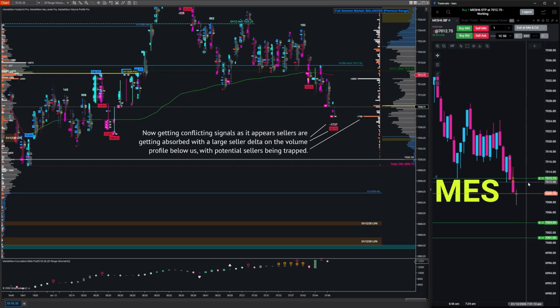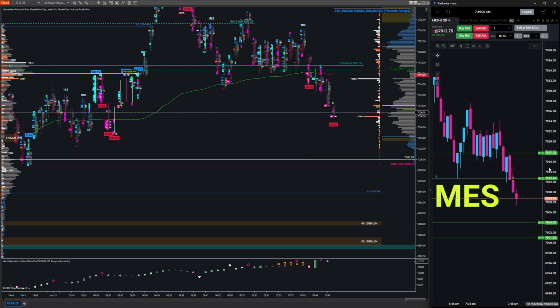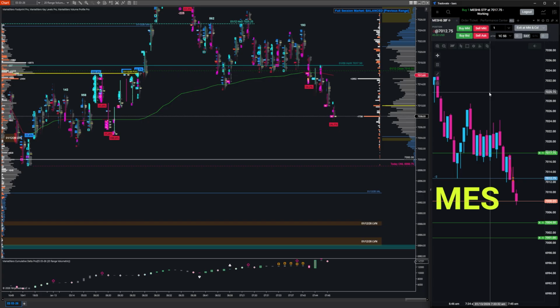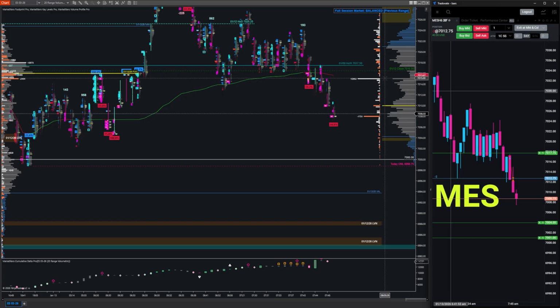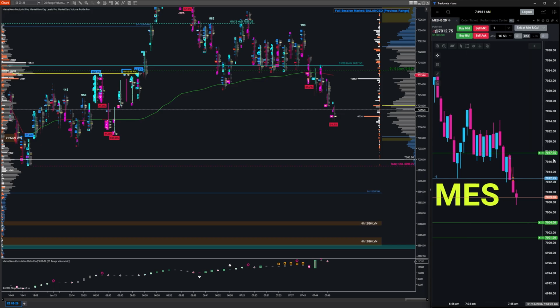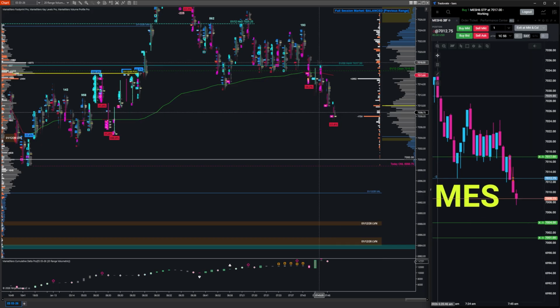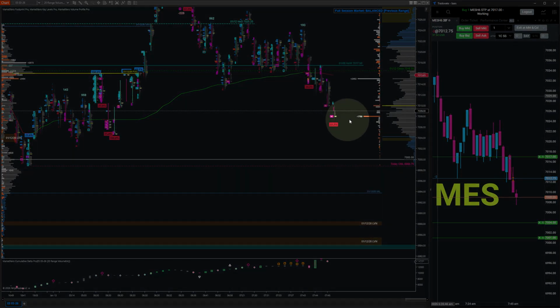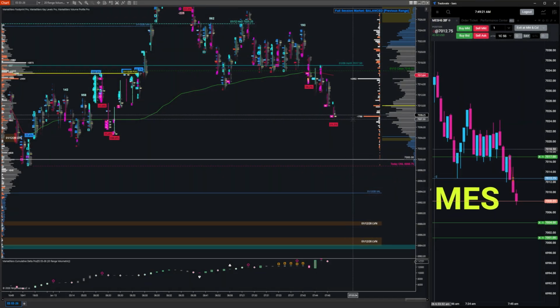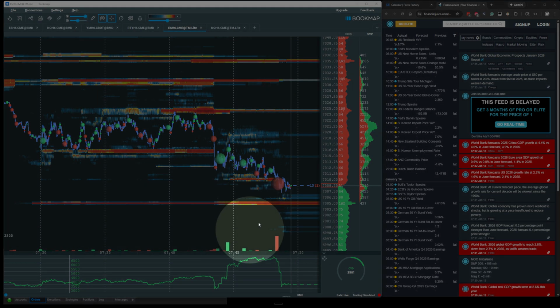So you see the conflicting signals now came up here. I got seller absorption, a delta, and now a seller delta in the volume profile. Now, if this moves above that level, we might have trapped sellers below us and trapped buyers above us. So now I'm getting conflicting signals. That seller delta percentage of 22% should have price moving lower. But now there are signals for long and short.